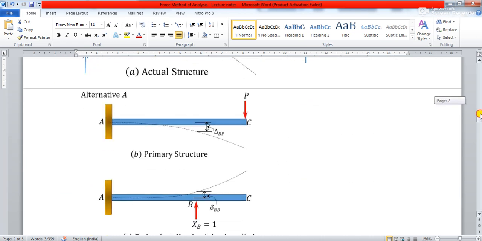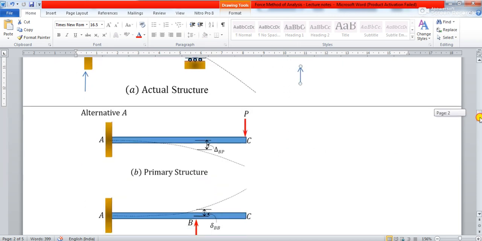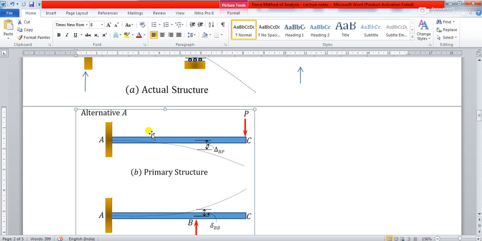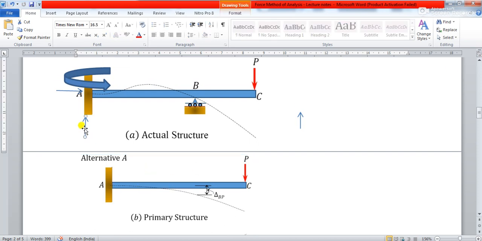So once you remove this redundant force from here, what will happen? This structure will become something like this, right? It will become this one, right? So once you get this structure, you see what you are getting. Now you have one reaction over here, then you have one horizontal reaction over here, and you have one moment over here, right?